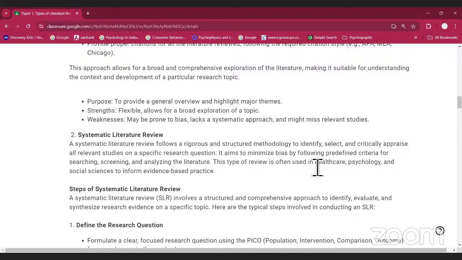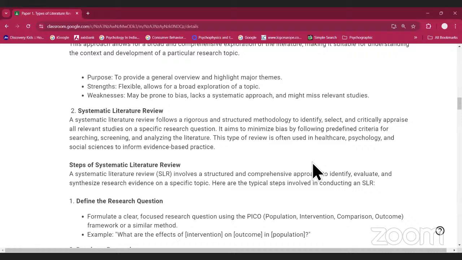Systematic literature review. A systematic literature review follows a rigorous and structured methodology to identify, select, and critically appraise all relevant studies on a specific research question. It aims to minimize biases by following predefined criteria for searching, screening, and analyzing the literature. This type of review is often used in healthcare, psychology, and social sciences to inform evidence-based practice.